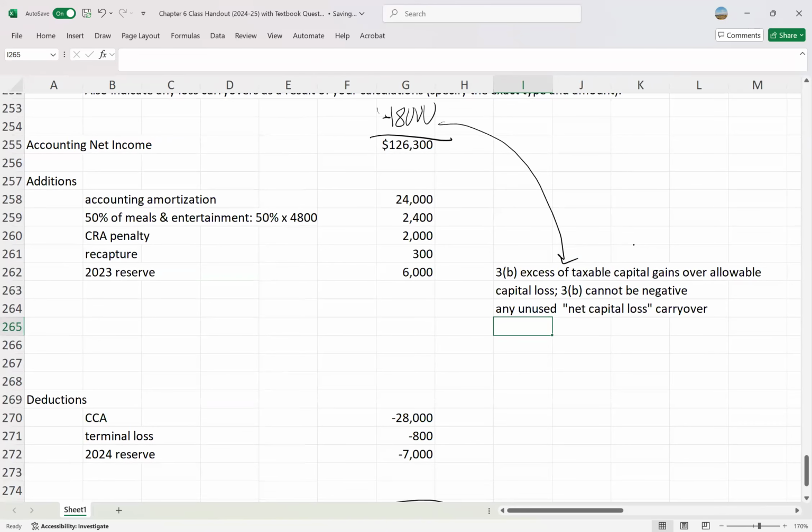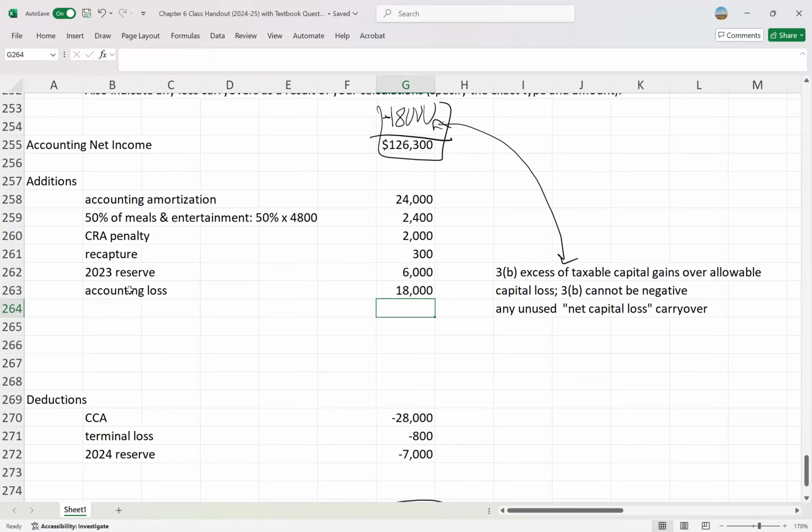So we deducted the loss to get to 126.3. Now, in order to remove that accounting loss, we're going to put an addition of 18,000, and that will basically eliminate it, right? We deducted it earlier. Now we're going to add it, so that's going to net out to 0.